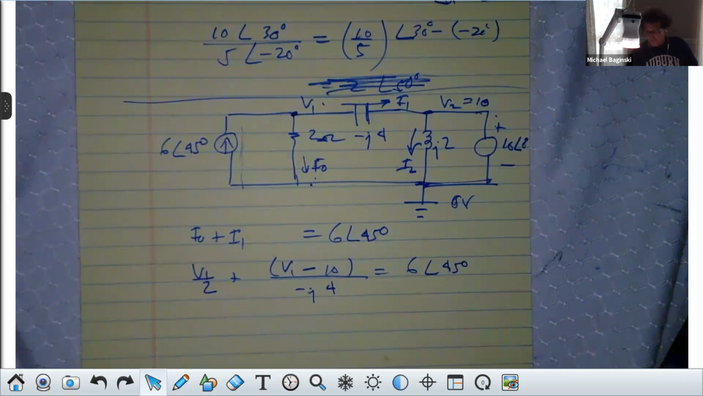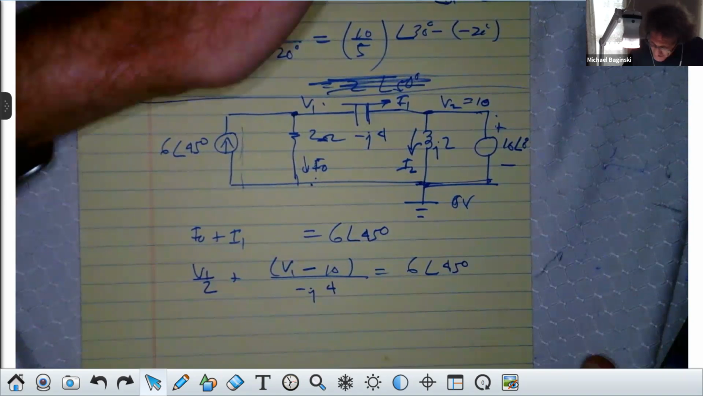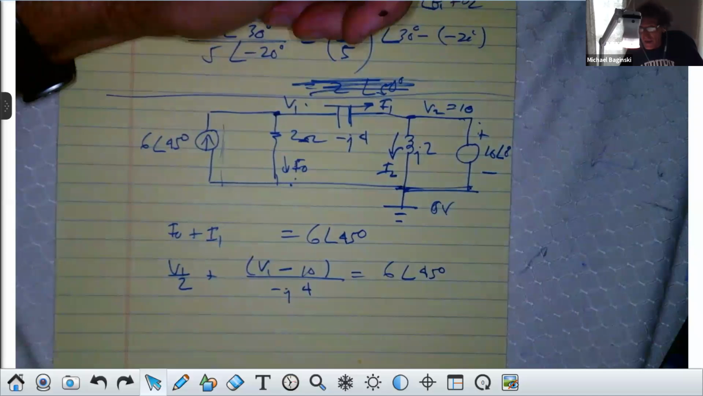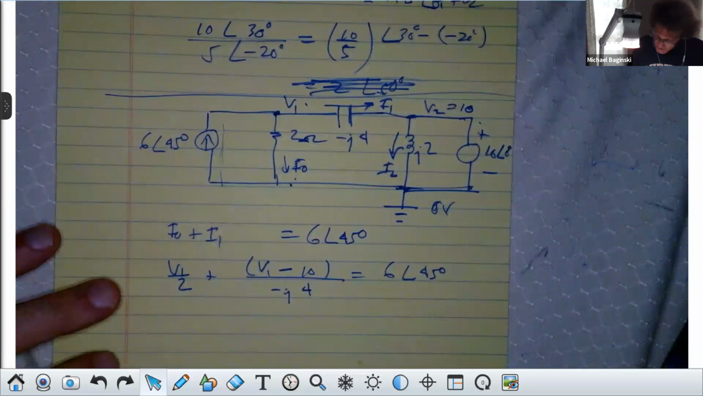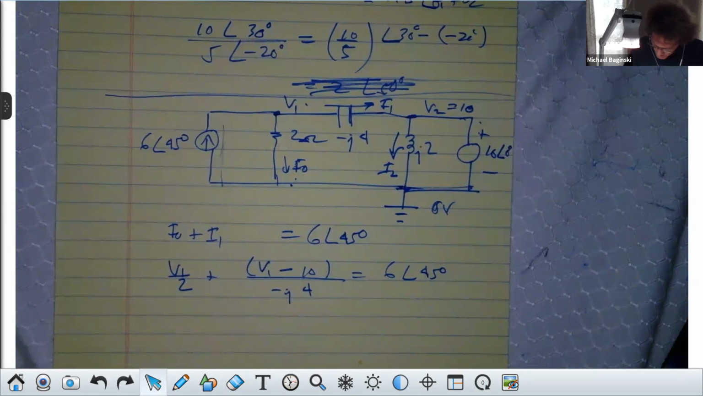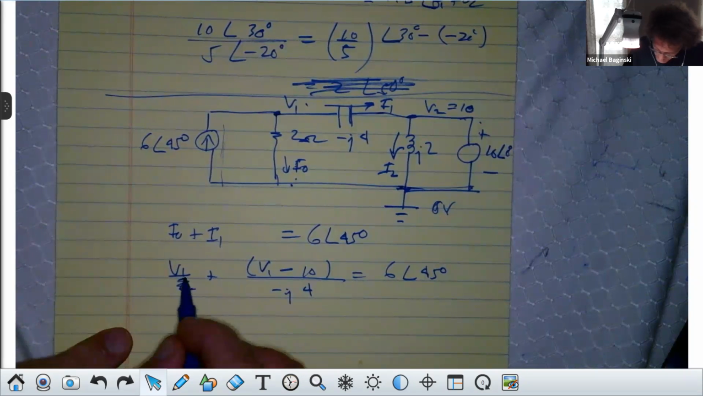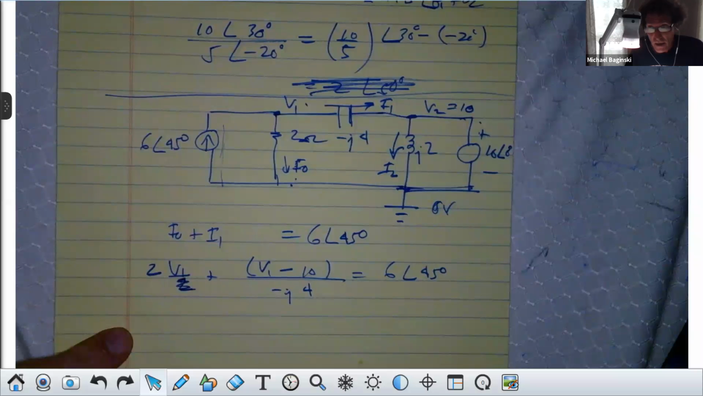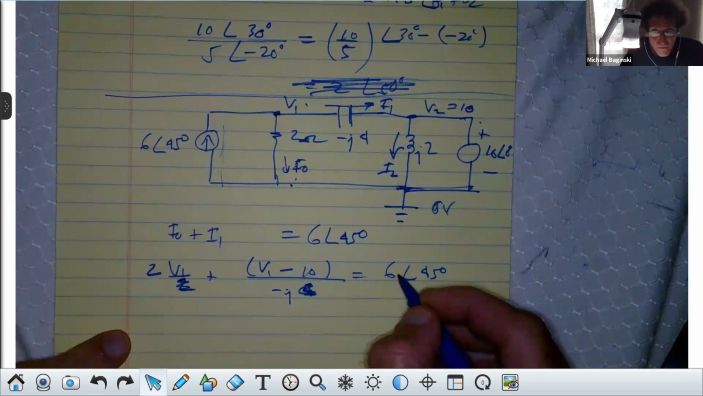Now, you don't have to do it this way. This is one equation with one unknown, correct? I'm going to do something, and this is the way I do it. First thing I'm going to do is multiply everything by 4. So when I multiply by 4, the coefficient of this becomes 2, correct? I'm multiplying the whole thing by 4, and this 4 goes away, correct? Agree? All right. And this becomes 24, correct?